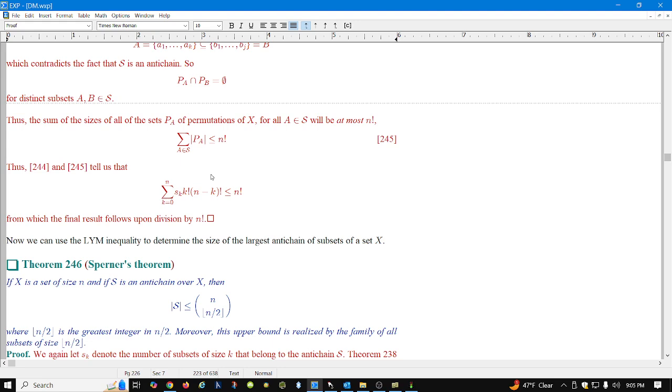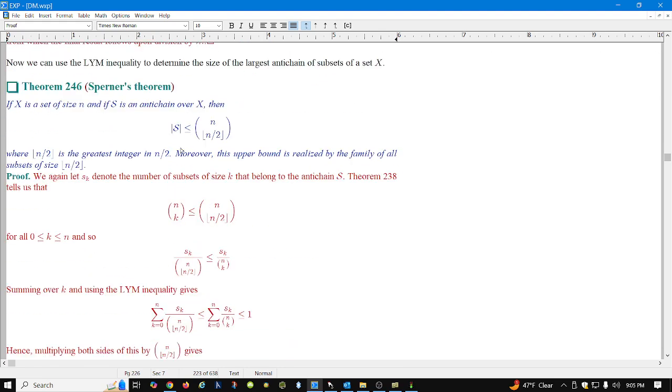What do we do with the LYM inequality? Well, we prove Sperner's theorem. If X is a set of size n, and if S is an antichain over X, then the size of S is less than or equal to n choose greatest integer in n over 2. That should look familiar when we talked about the sizes of binomial coefficients. This is an upper bound on those sizes.